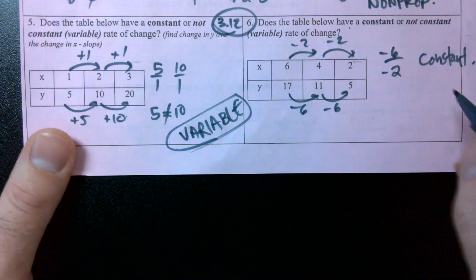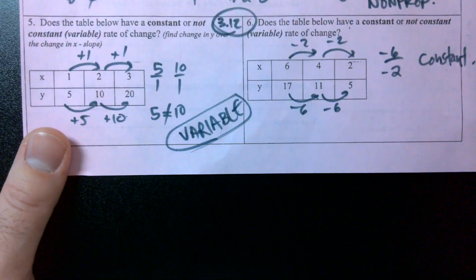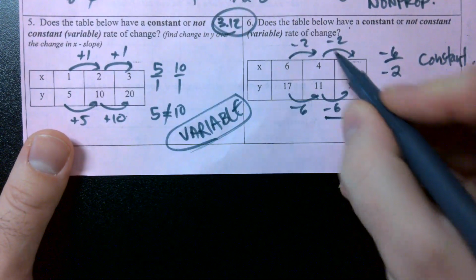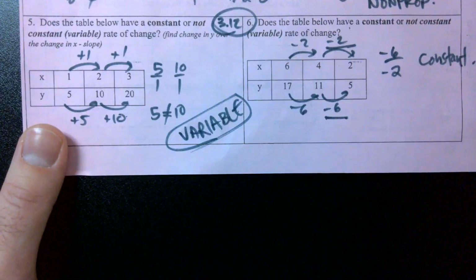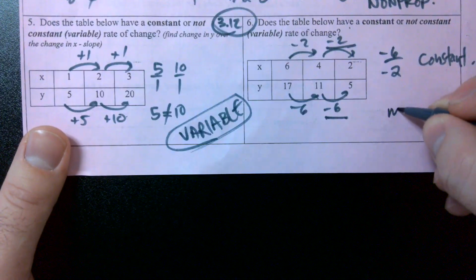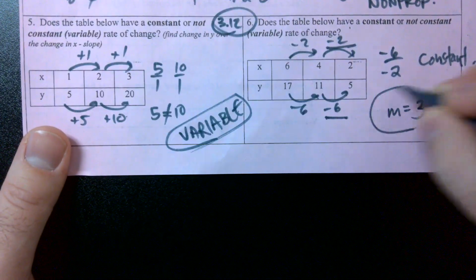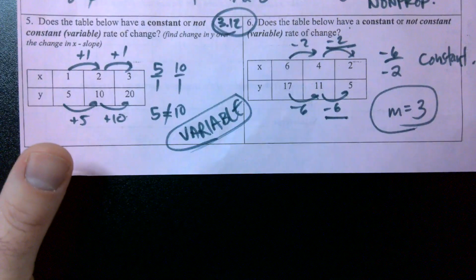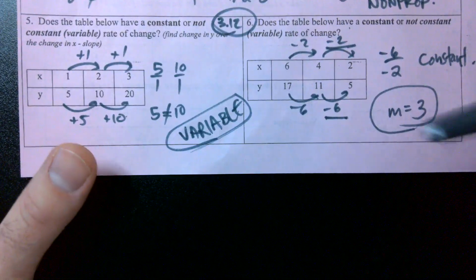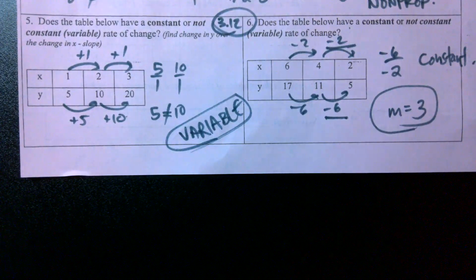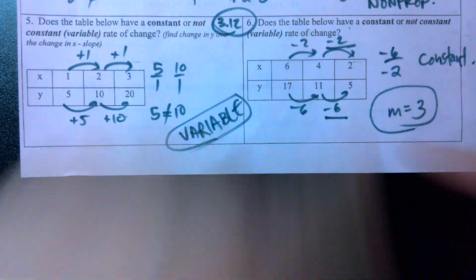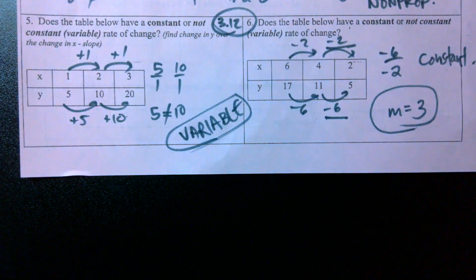If it's constant, I can find a slope. So if I put my y over my x, what's negative 6 divided by negative 2? 3. 6 minus 2 would be 4. 6 divided by 2 gives me m equals 3. All right? That's right. 2 negatives make a positive.